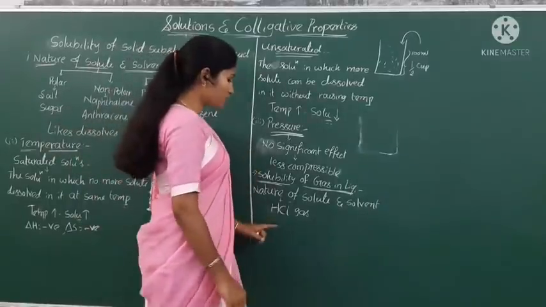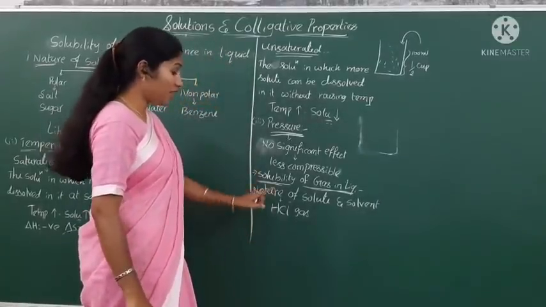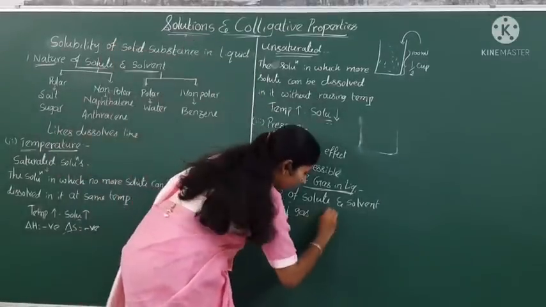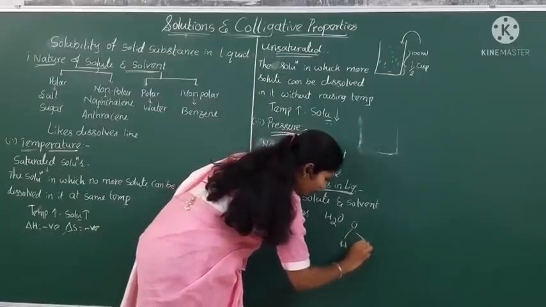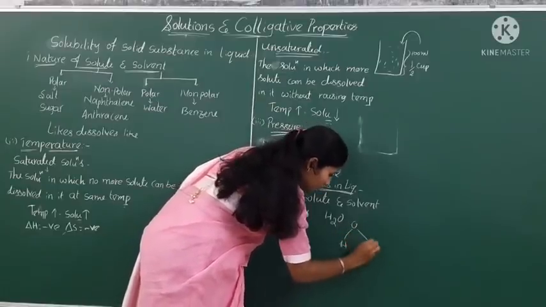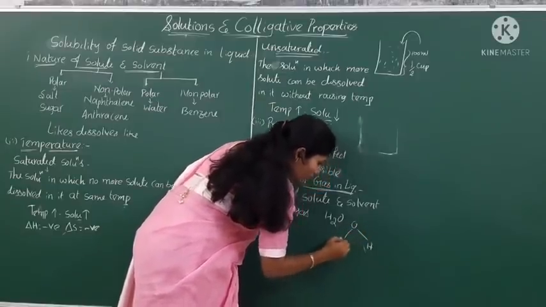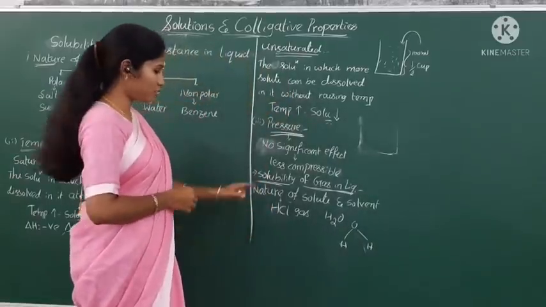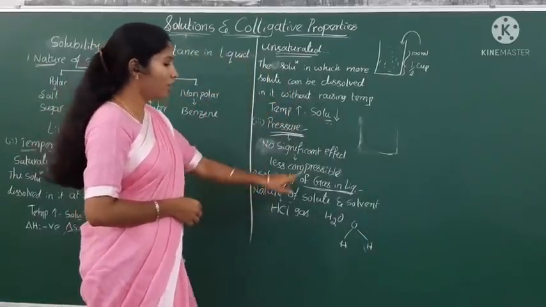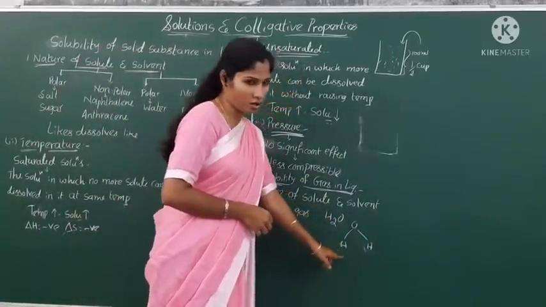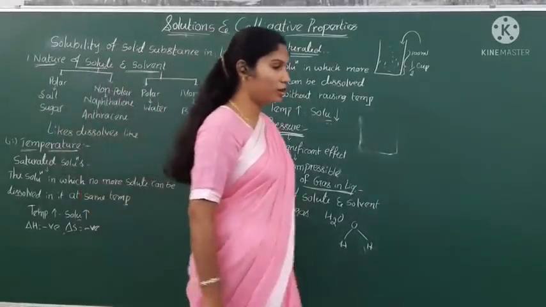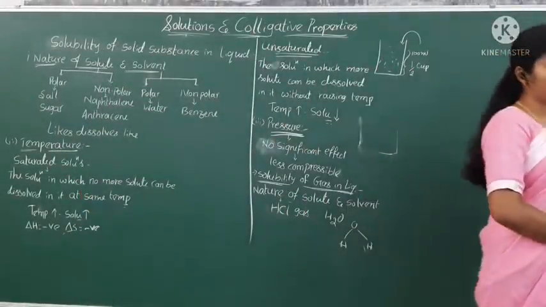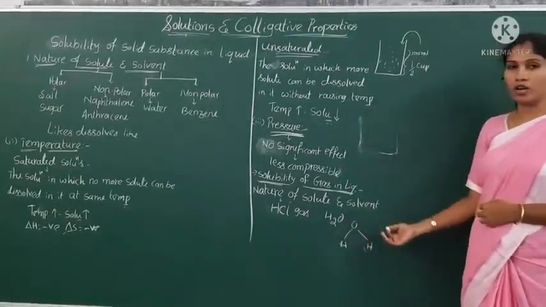Now dissolve this HCl gas in water. Water is also polar in nature, as we already discussed, so it can dissolve in a polar solvent. That means HCl gas can dissolve in water because both are of the same nature, polar solute and polar solvent.